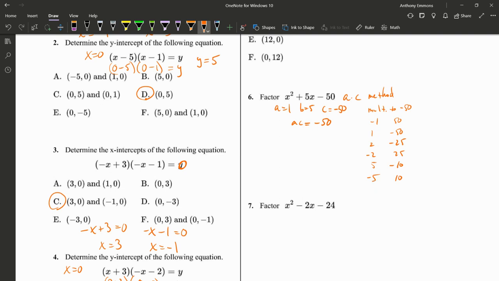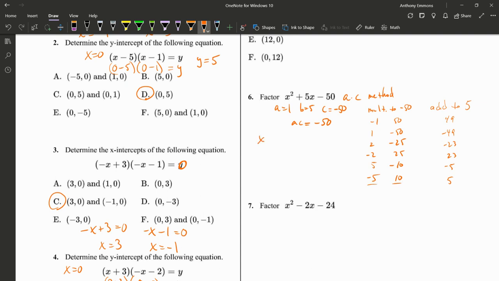Start with those pairs and then consider which of those pairs add to our B value, in this case 5. Well, this adds to positive 49, negative 49, negative 23, positive 23, negative 5. Here we go, positive 5. Okay, great. So our two numbers are negative 5 and 10.